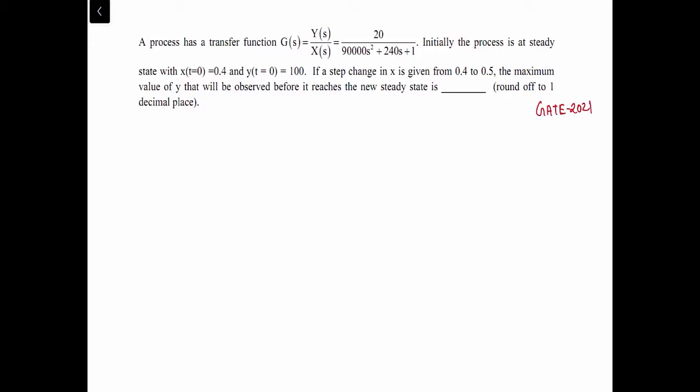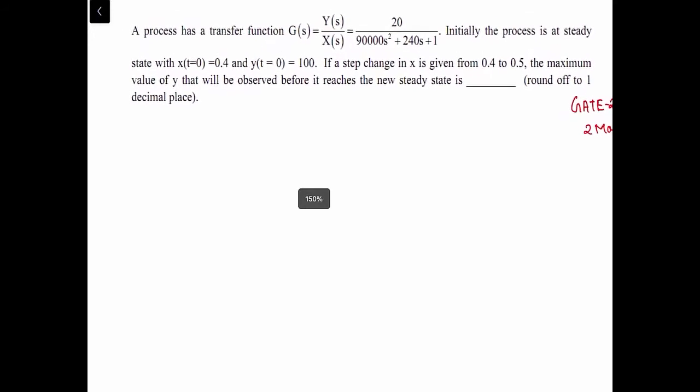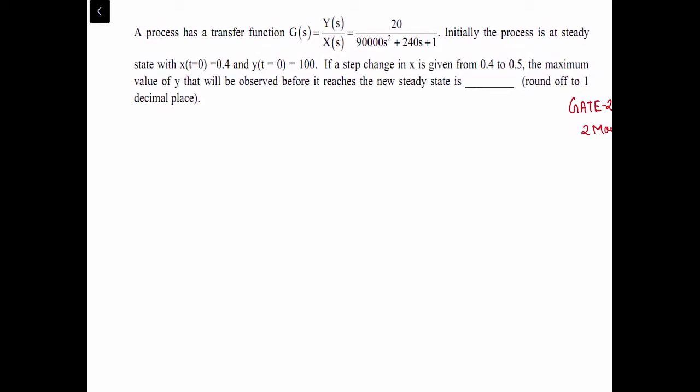2021 chemical engineering, from the subject process dynamic and control, for 2 marks. Okay, so if you see this question, transfer function given है, ठीक है, that is 90,000 s square plus 240 s plus 1, and in numerator it is 20. Initially the process is at steady state, values are given. Okay, at time t equals 0, x is 0.4, and y is 100. Step change is provided from 0.4 to 0.5. You have to calculate the maximum value of y that will be observed before it reaches the new steady state.